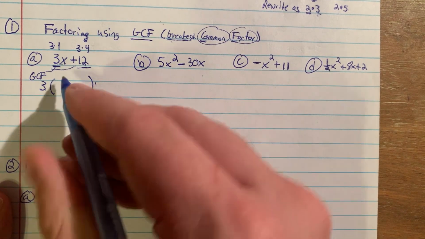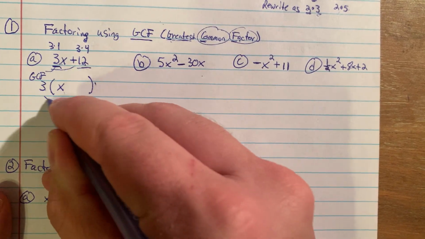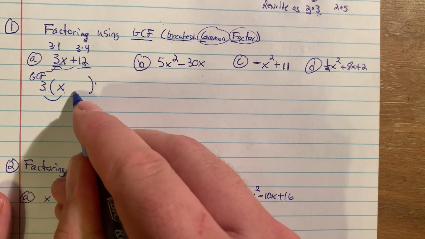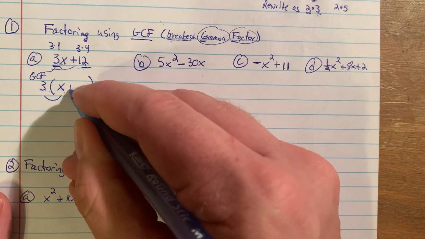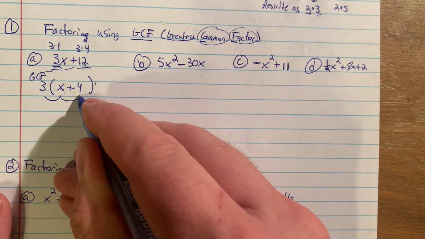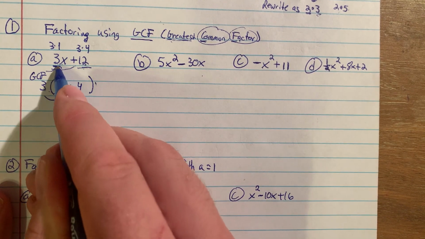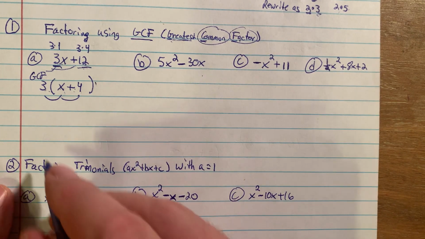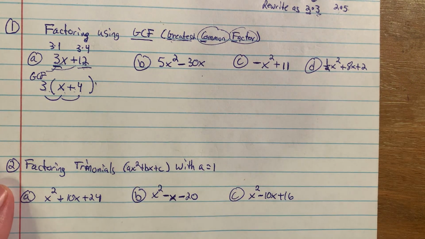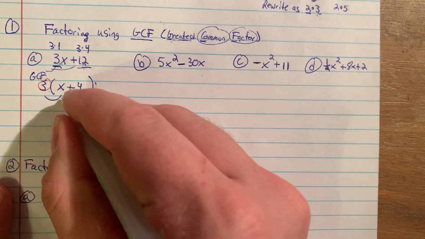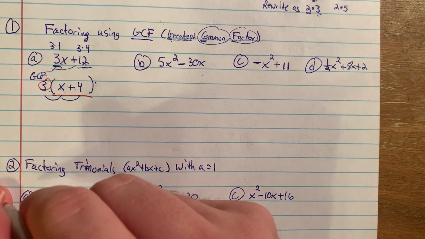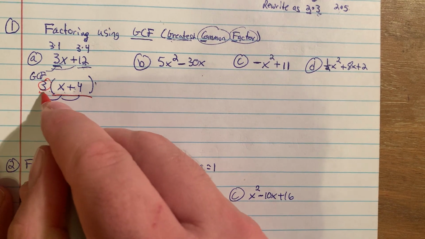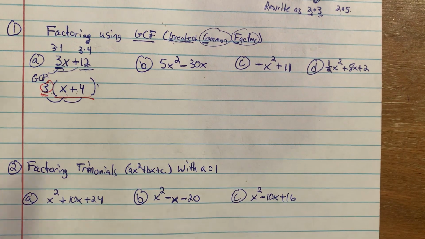3 times x will give us the 3x. 3 times what will give us 12? Well, we need a plus 4 here to actually make it distribute. 3 times x is 3x, and 3 times 4 is 12. And notice this is factored because we now have things multiplying. 3 is multiplying times x plus 4. 3 is one of the factors, and x plus 4 is the other factor, and it's done.